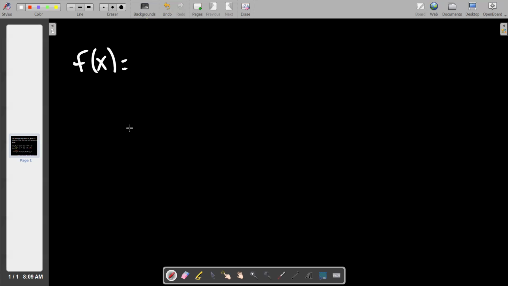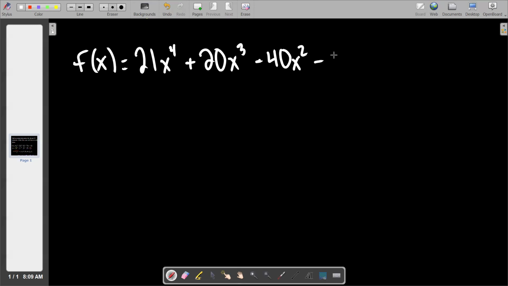So this one's going to be 21x^4 + 20x^3 - 40x^2 - 8x - 32. What sucks about this is there's not a GCF, right? The 21 really gets in there and messes this whole thing up.